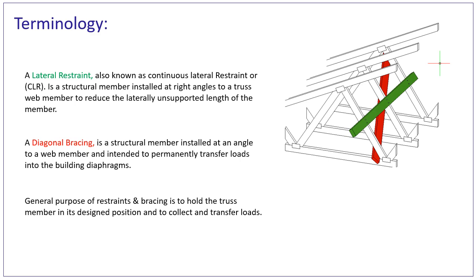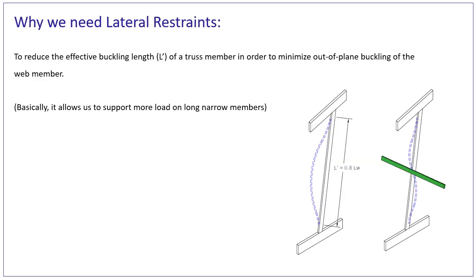The general purpose of restraints and bracing is to hold the truss member in its designated position and to collect and transfer loads. Why we need lateral restraints: to reduce the effective buckling length of a truss member in order to minimize out-of-plane buckling of the web member. Basically, it allows it to support more load on a long, narrow member.